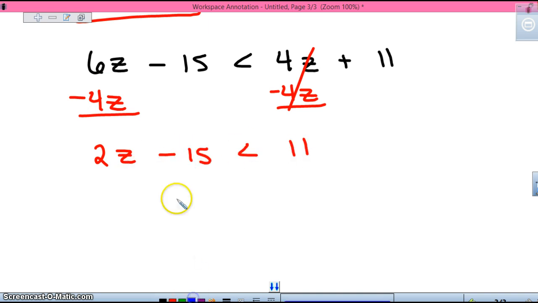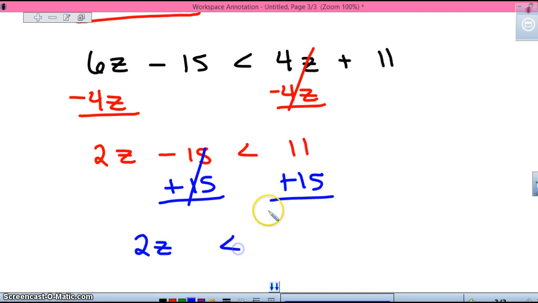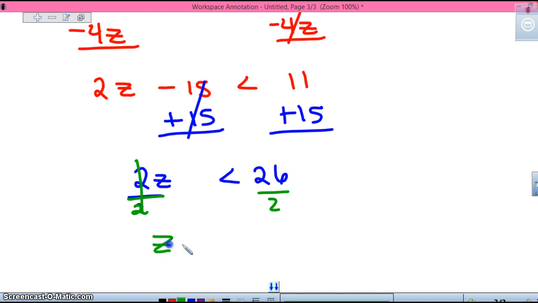For solving for z, we have to take the minus 15 to the other side. So inverse operation is plus 15. What you do to one side, you do to the other. 2z is less than 26. Solving for z, have to divide by 2. What you do to one side, you do to the other. z is less than 13.